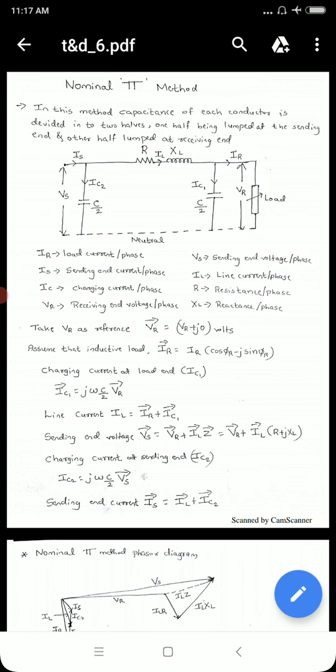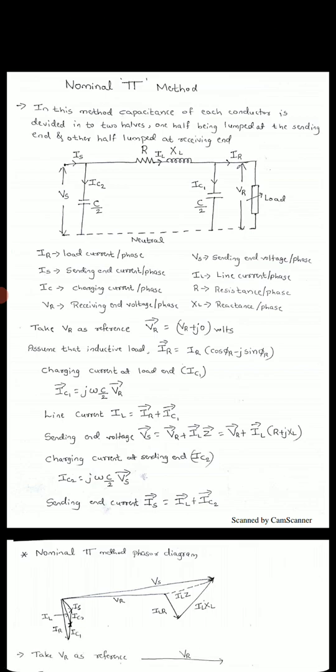Okay. Now the charging current at the load end, IC1, because on two sides we are having charging current. IC1 is the current on the capacitance which is near the receiving end. We can write IC1 is equal to j omega C by 2 VR, because the capacitance is C by 2 there. So line current IL is nothing but IR plus IC1. IR is the load current which flows in the load, IC1 is the current flowing in the capacitance. Together those two currents make IL. You can see in the figure, it is very clear that IL is equal to IR plus IC1.